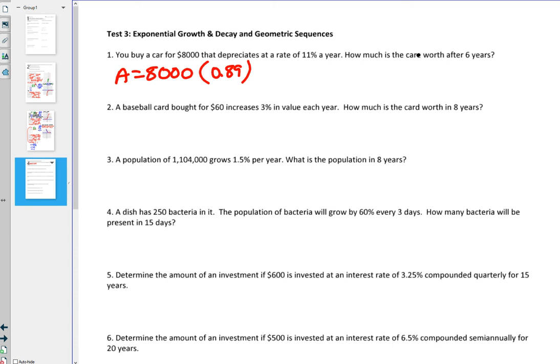I'm not done, by the way. I haven't finished, but I just want to make sure you know how I got 0.89. Not dividing. If my rate of depreciation is 11%, how would I get 0.89?